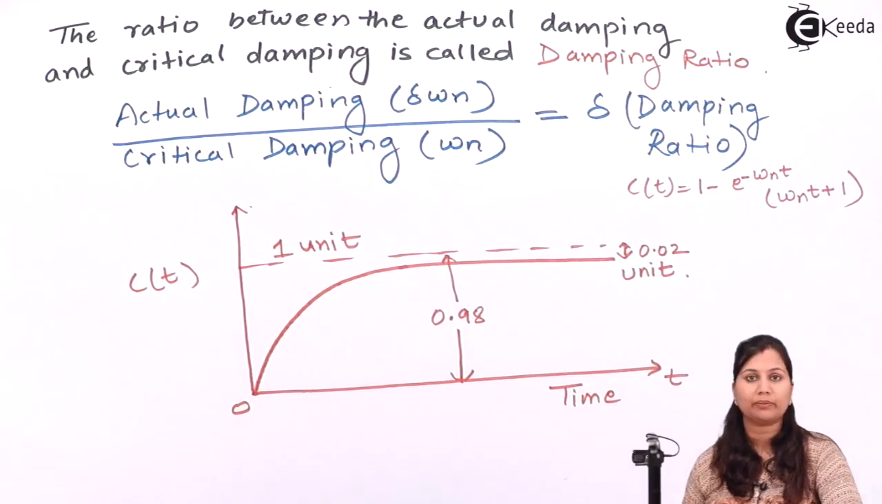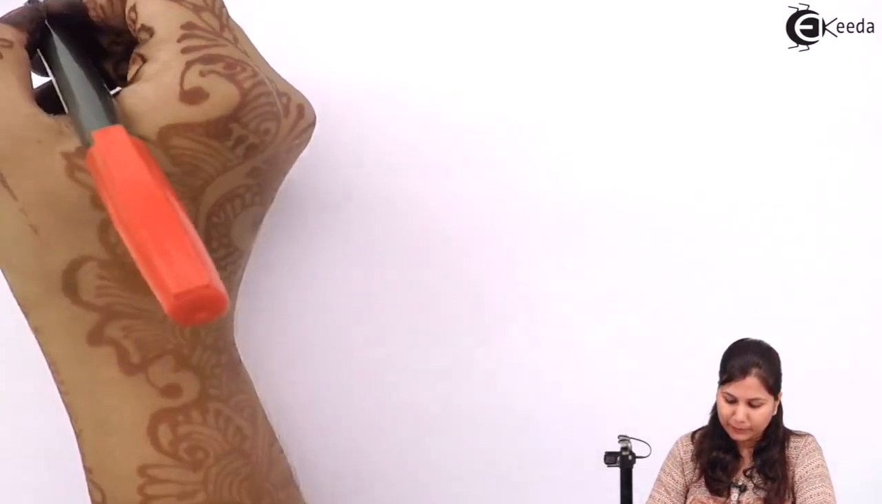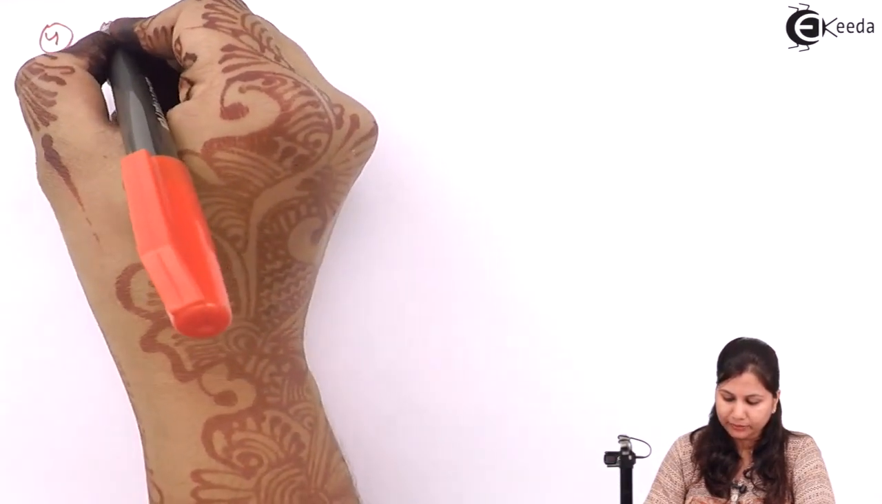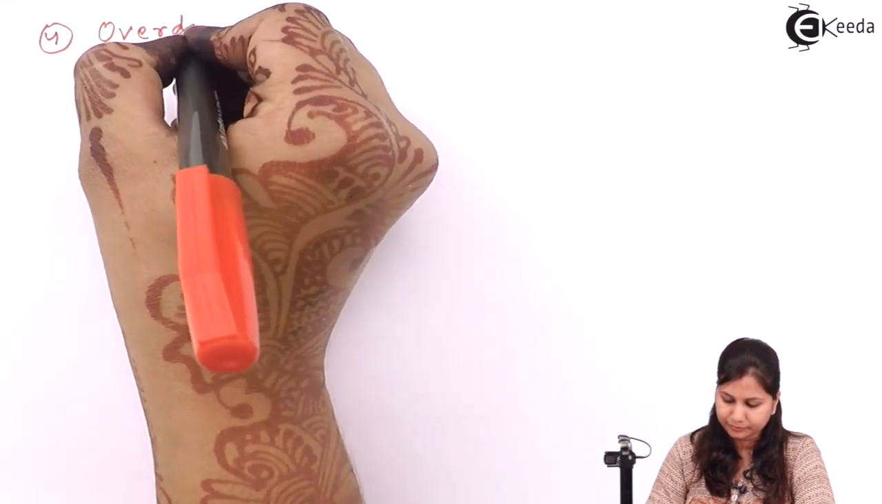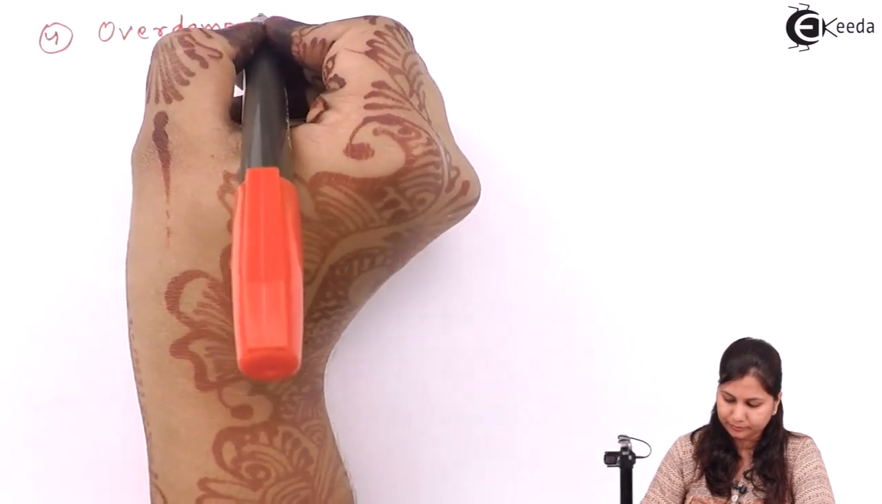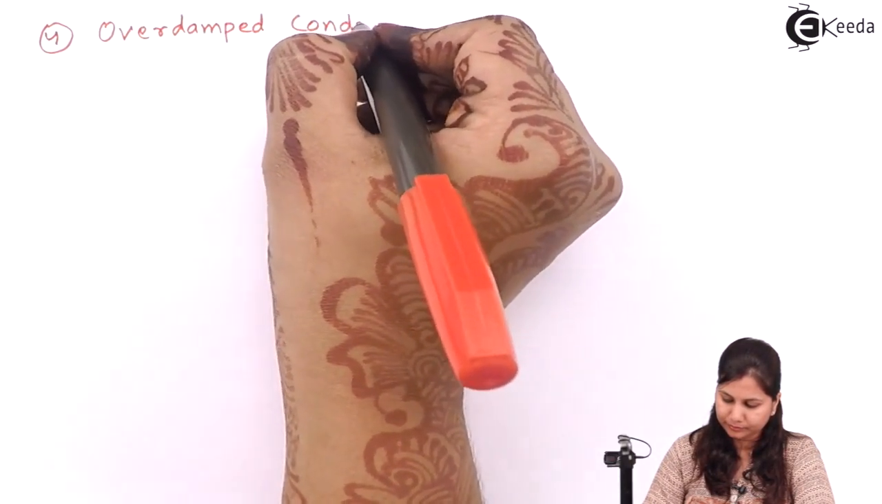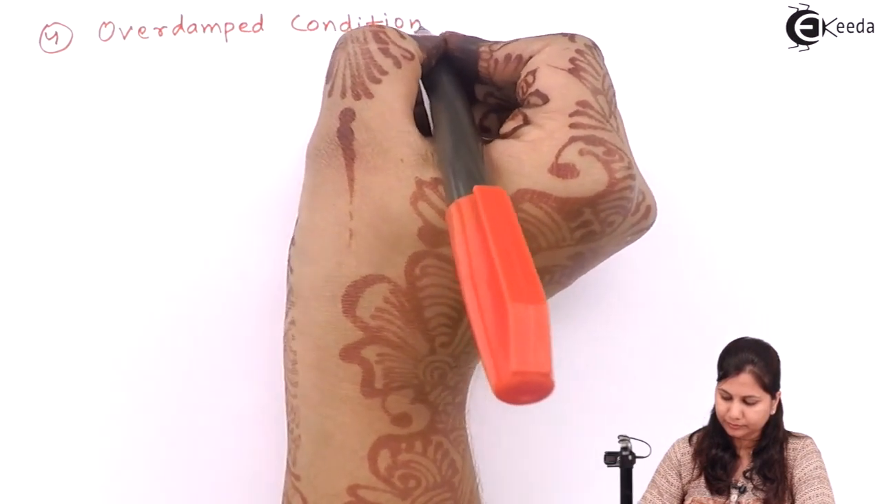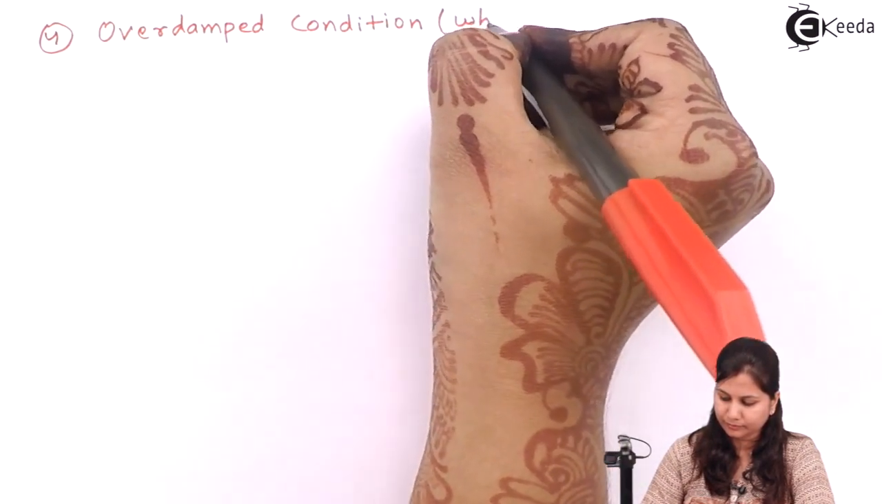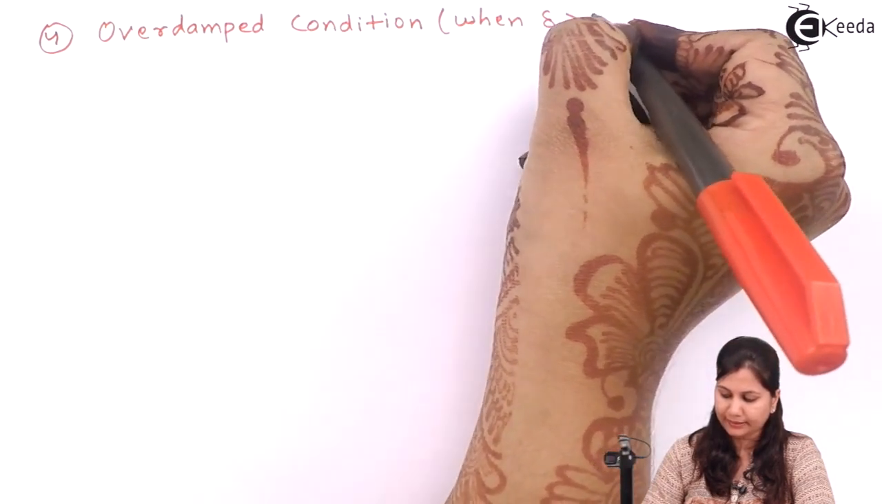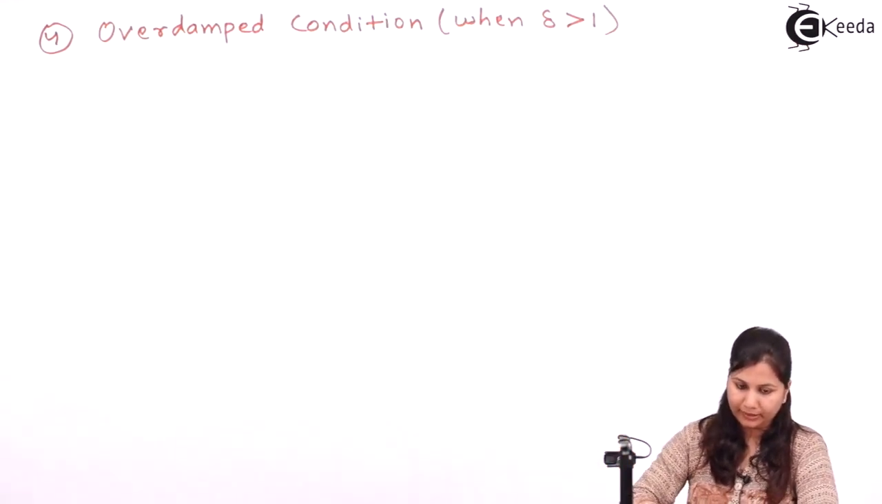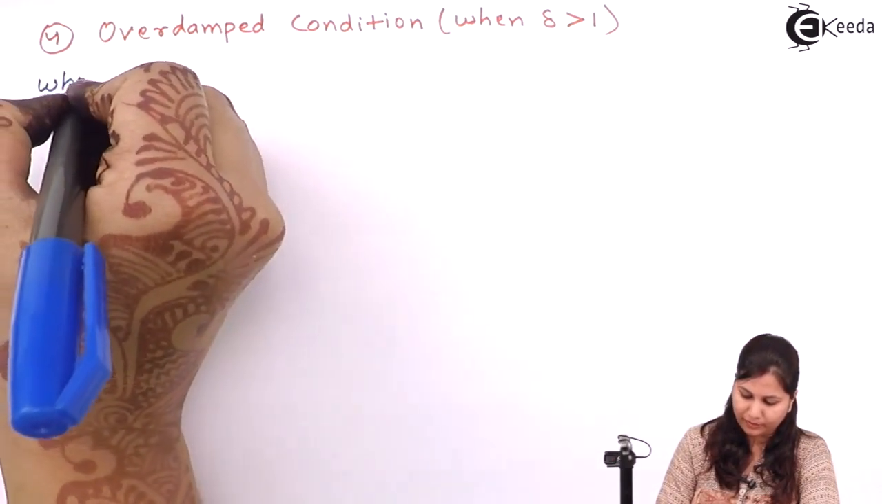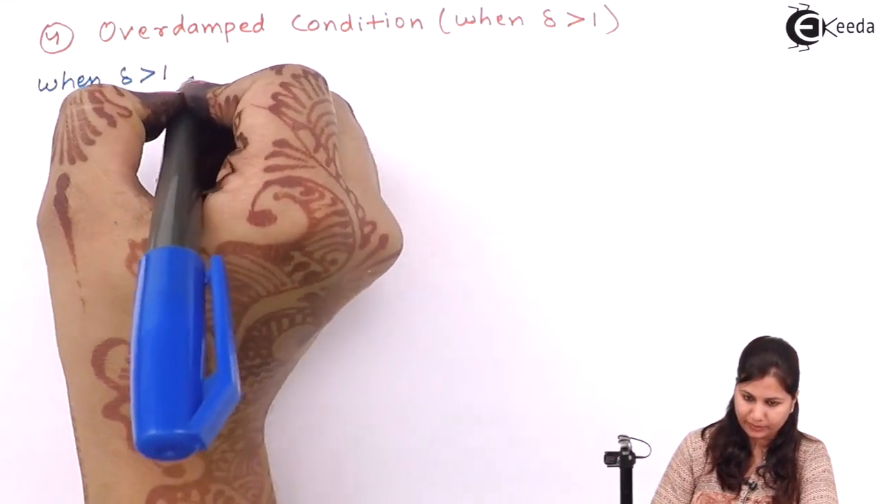Okay, now next we will study when the value of delta is greater than 1, that is the over damped condition. So our next case will be the over damped condition, that is when delta is greater than 1. So when delta is greater than 1, the response is called the over damped response.